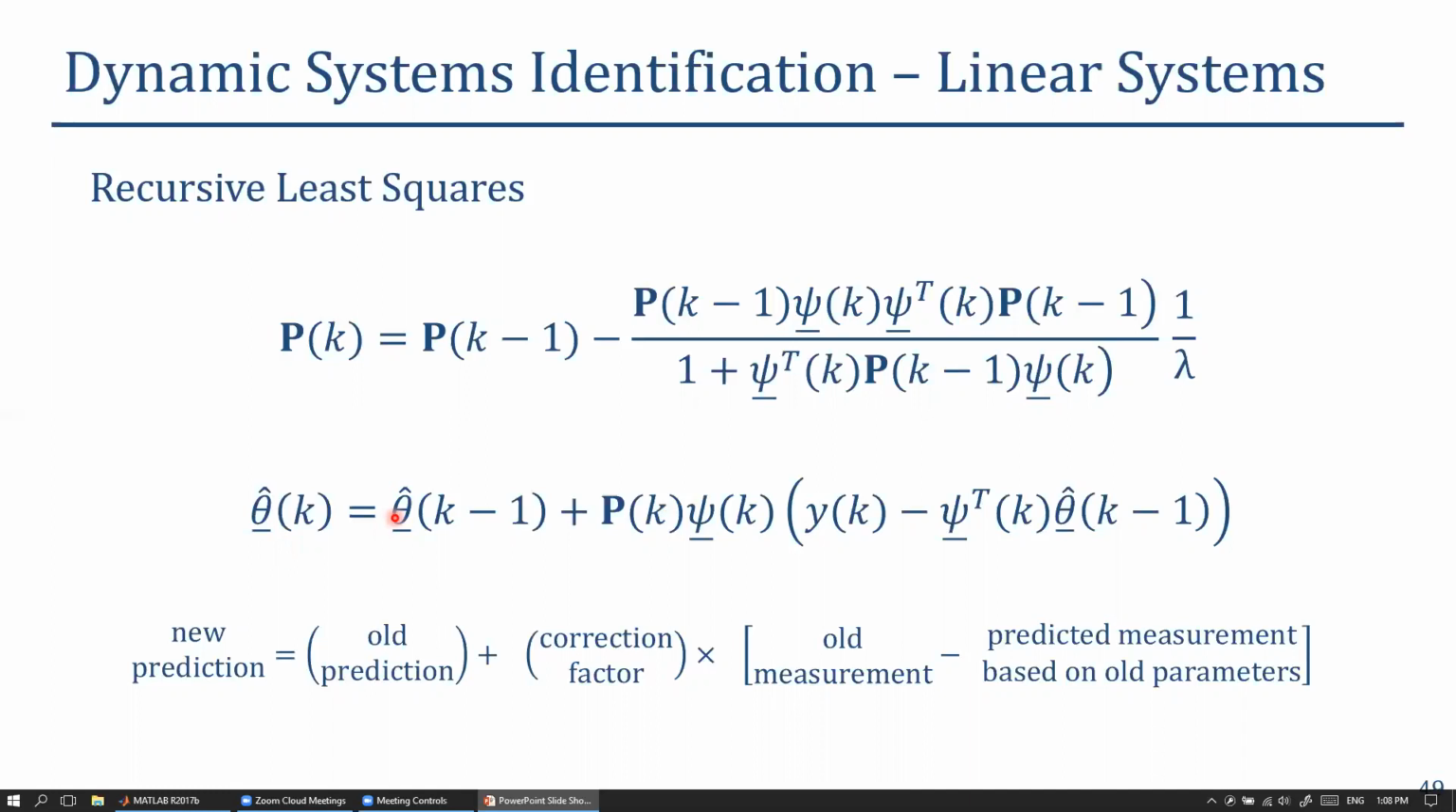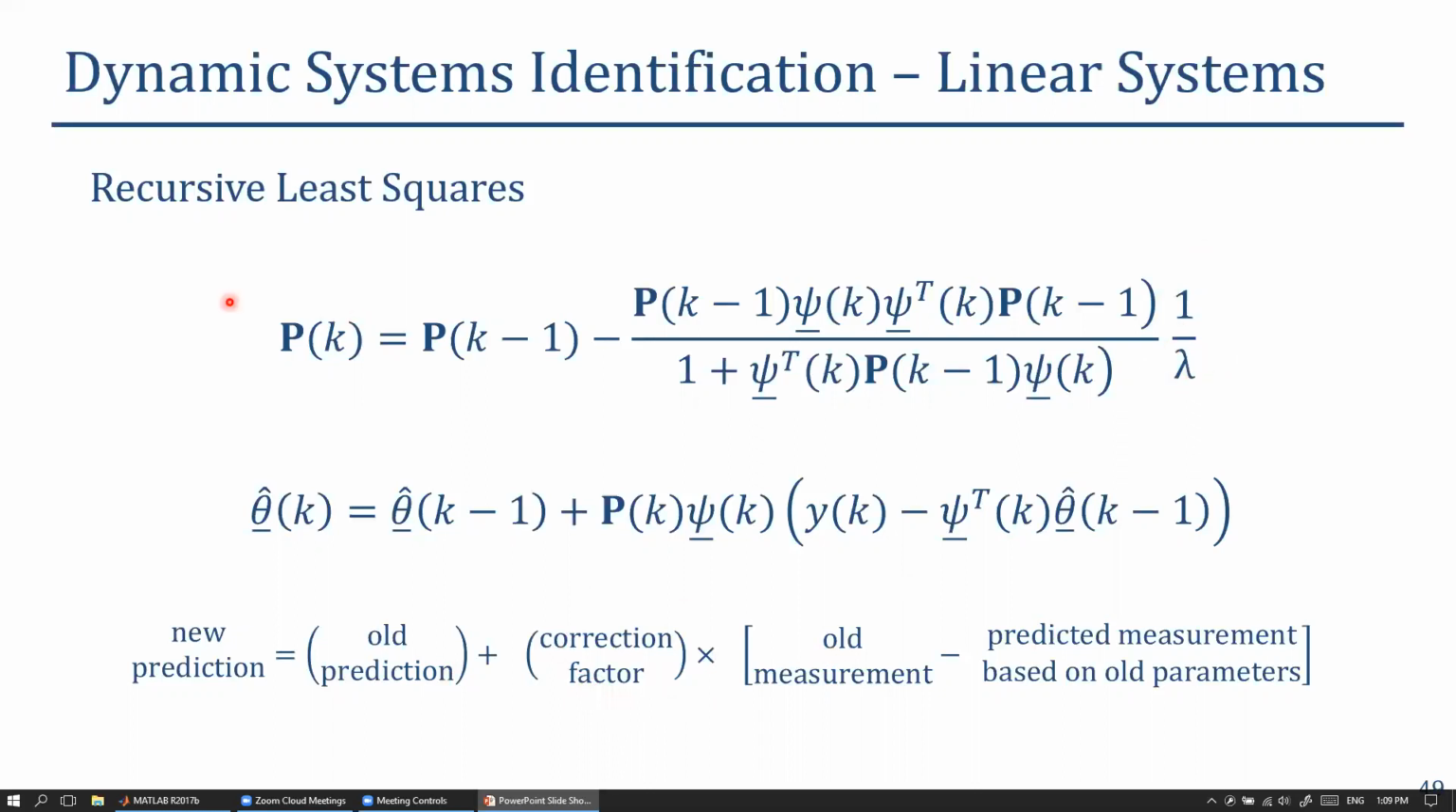So this can be summarized as: the new prediction, that means the new data vector, can be calculated based on the old data set plus some correction factor, right? Multiplied by the old measurements and predicted measurements based on the old parameters. Now, here is some correction factor, and we're talking about the lambda.